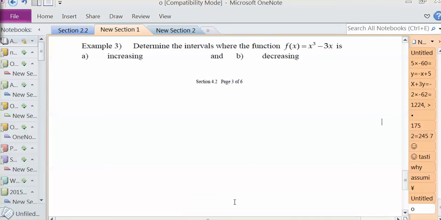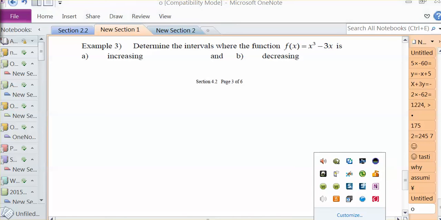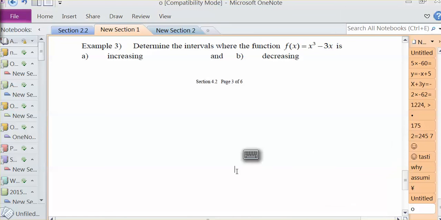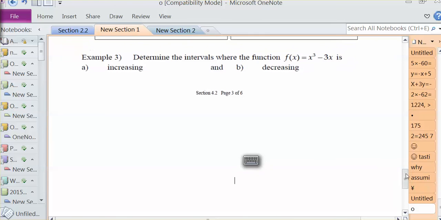Also because, okay. Good, it's still recording. I was getting a little worried there.